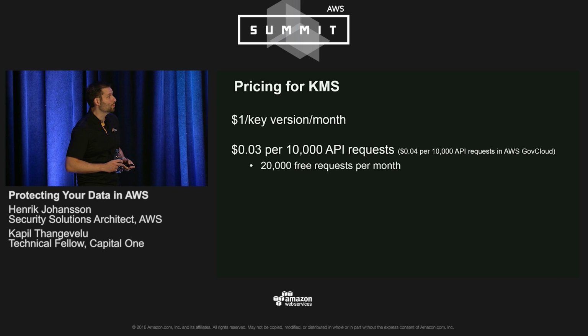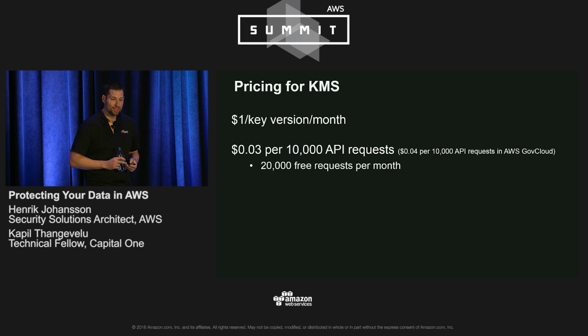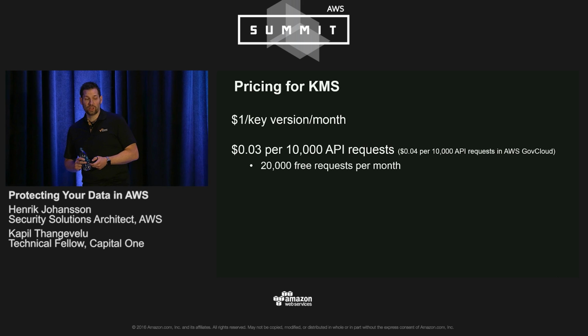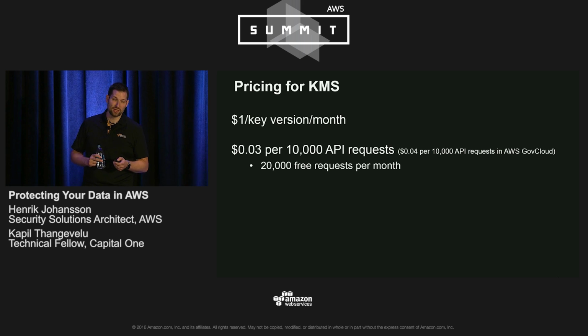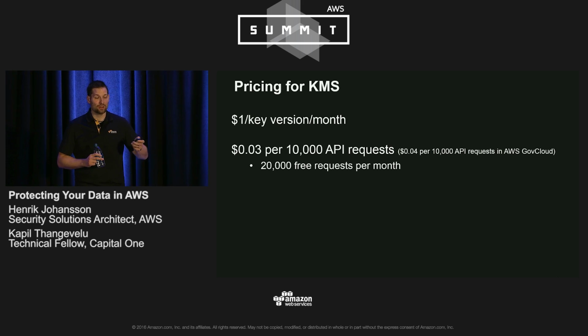Pricing for KMS is $1 per key version per month, and you pay 3 cents per 10,000 API requests. You do have 20,000 free requests per month through the free tier. And if you're using GovCloud, it's 4 cents per 10,000 API requests.